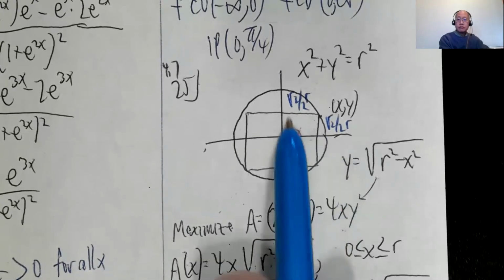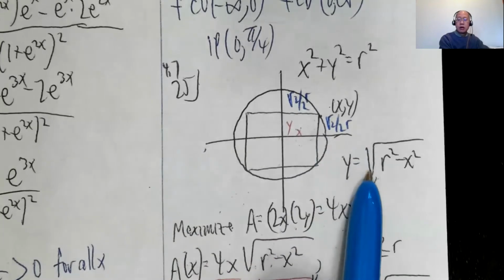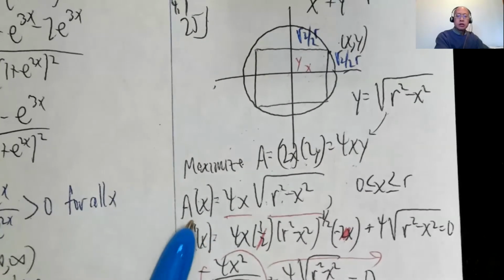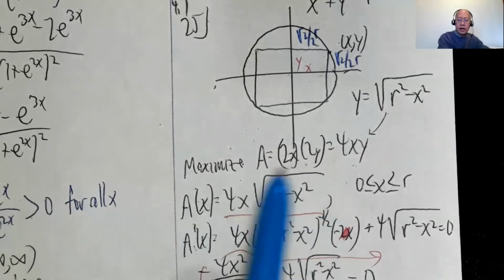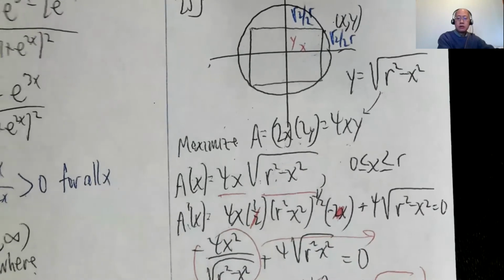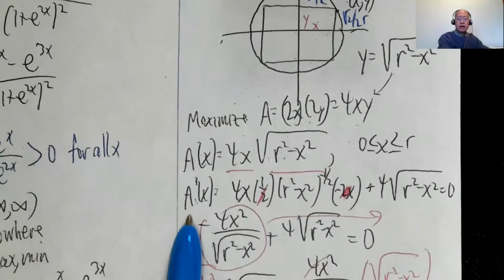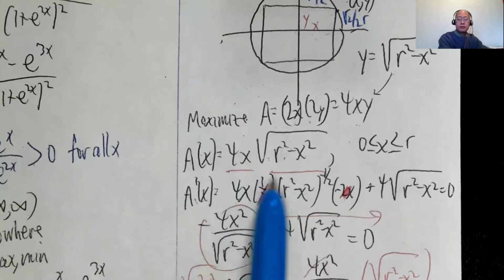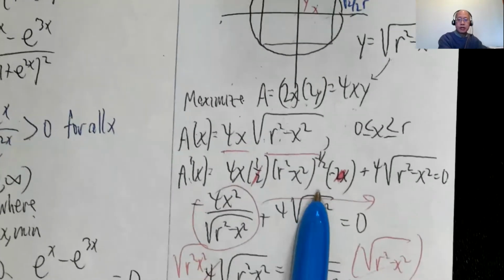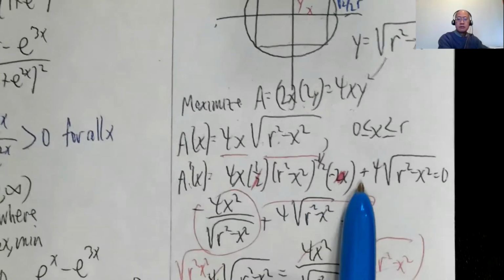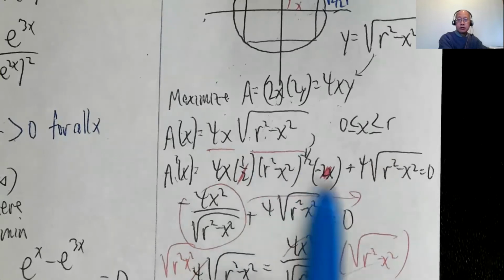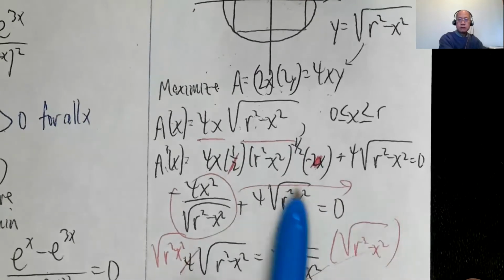A little bit of algebra. y is radical r squared minus x squared. You can do that pretty simply. So the area function is 4xy, with x between 0 and r. Okay, so A prime, product rule: first times the derivative of the second, 1/2 (r squared minus x squared) to the -1/2 times the derivative of the inside, -2x, plus the second times the derivative of the first. The derivative of the first is 4. Set that equal to 0.